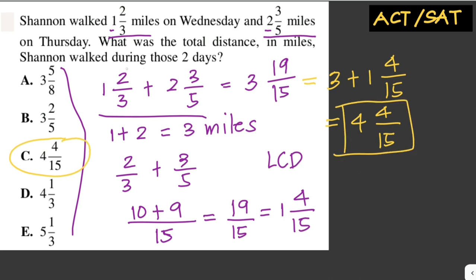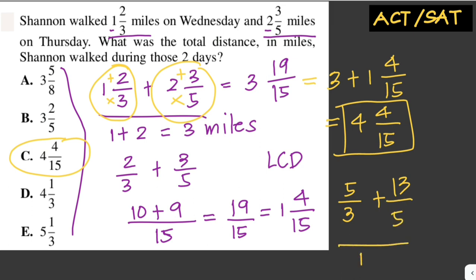Another way is you can always write the mixed fractions here as improper fractions. So you can just multiply 3 and 1 and then add 2. So that'd be 3 times 1 is 3, plus 2 is 5/3, plus, okay, 5 times 2 is 10, plus 3, that is 13 over 5. And then you get the LCD, which is 15. 15 divided by 3 is 5, times 5 is 25. Copy the operator sign. 15 divided by 5 is 3, times 13.